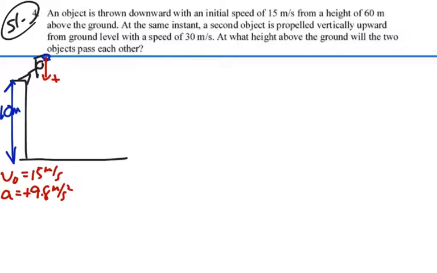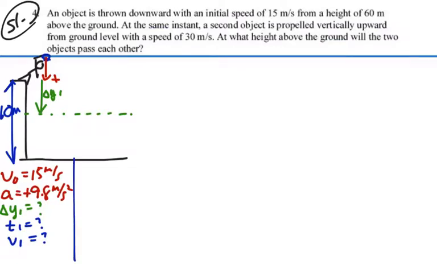And our displacement, we don't know yet, because it's going to go down some displacement. Let's call it delta y1, to some height here, like this. So we don't know what that is yet. What else do we know? We don't know the time. So t1 we don't know. And we don't know our final velocity. Okay, so that's for object number 1.